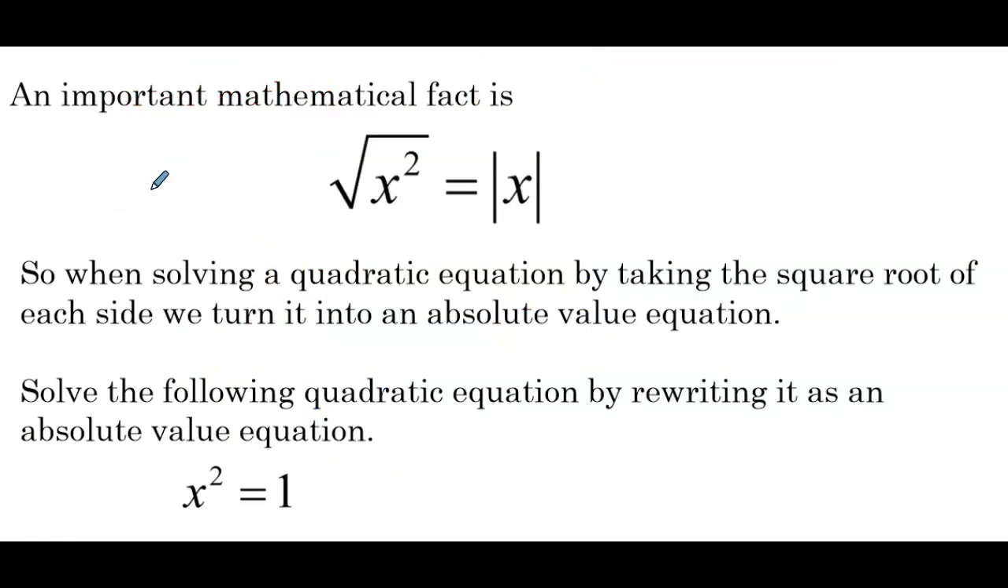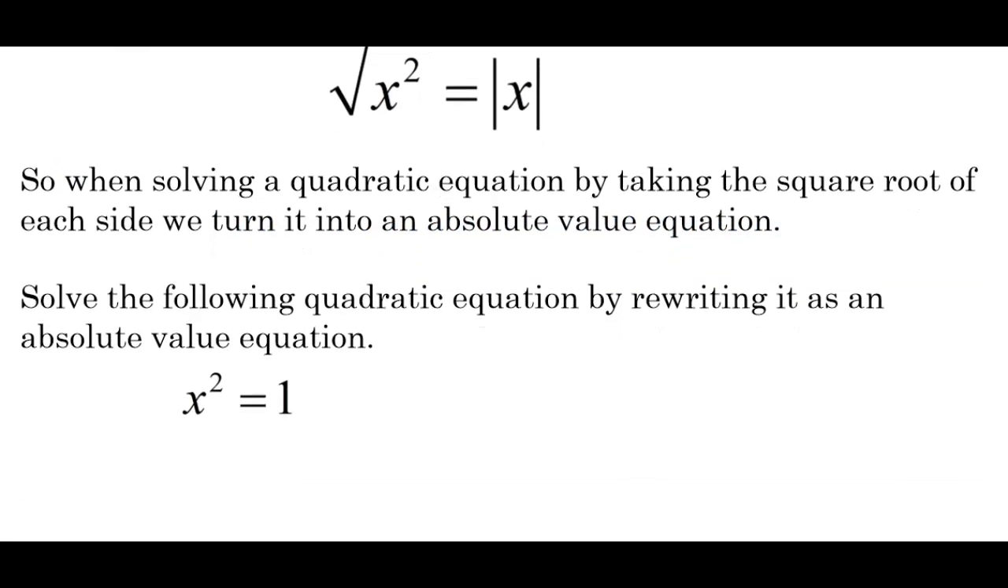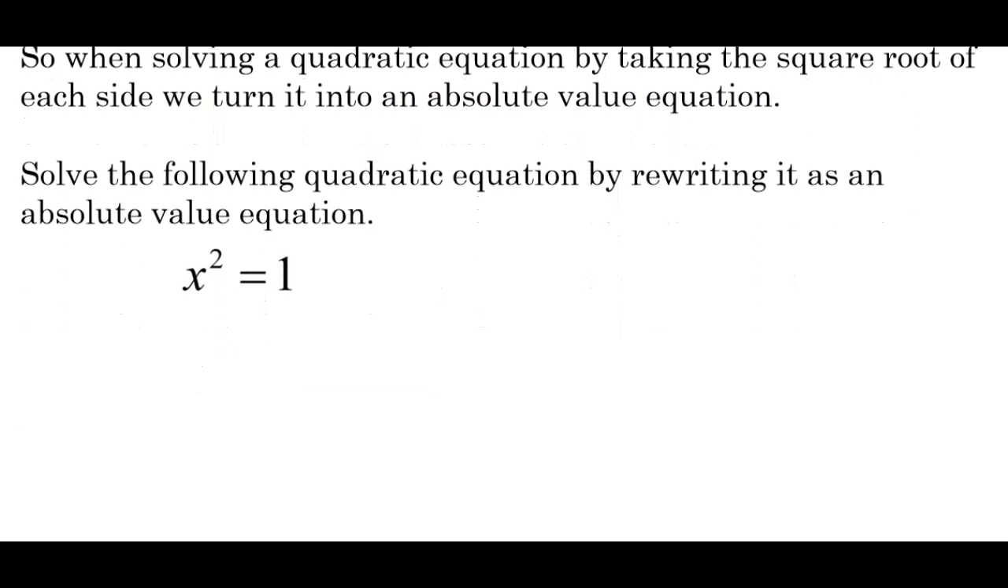So an important mathematical fact is the square root of x squared equals the absolute value of x. So when solving a quadratic equation by taking the square root of each side, we turn it into an absolute value equation. So solve the following quadratic equation by rewriting it as an absolute value equation.